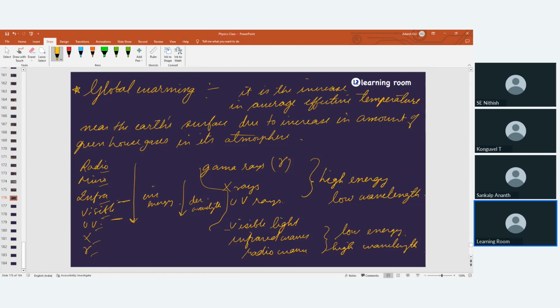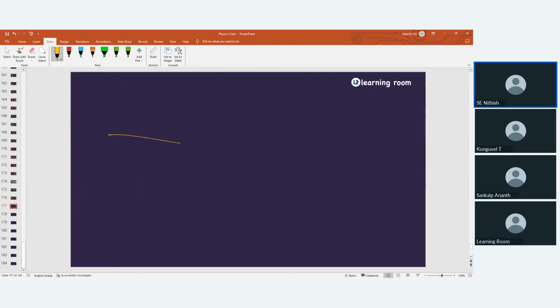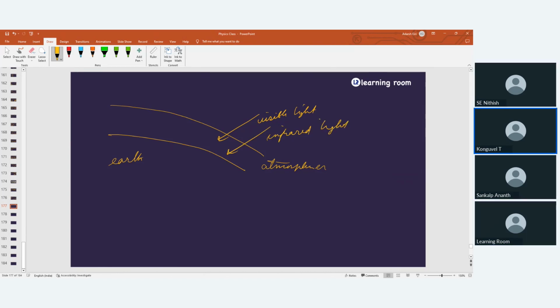Our Earth's atmosphere is transparent only for visible light and infrared radiations of short wavelength. Alright? Then gamma rays, X-rays, and ultraviolet are absorbed by the ozone layer itself surrounding the Earth, while infrared radiations of long wavelength and radio waves are reflected back into space. So if I draw this, this is Earth, this is the atmosphere. According to this, only visible light and infrared light enter inside the atmosphere, that passes through the atmosphere.